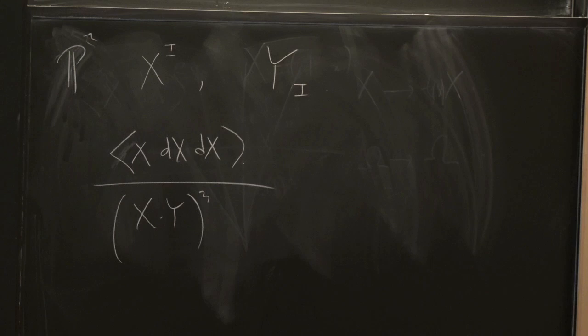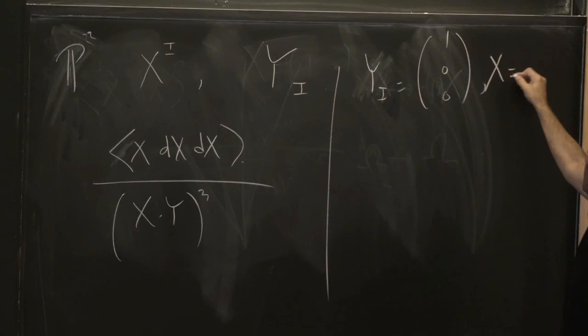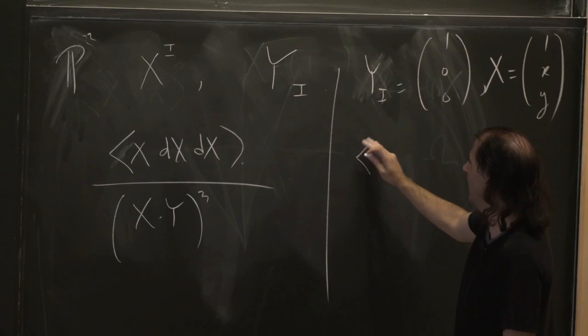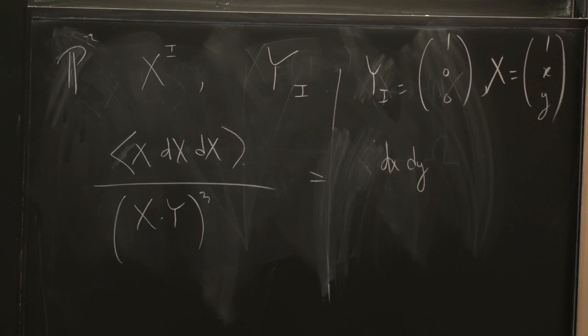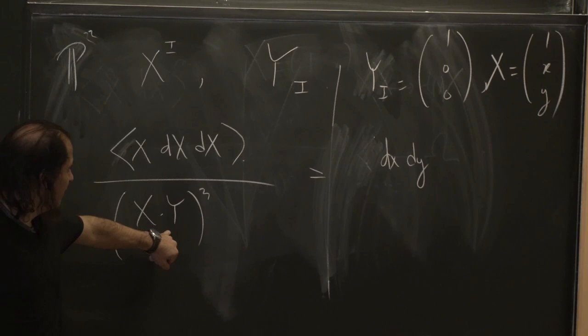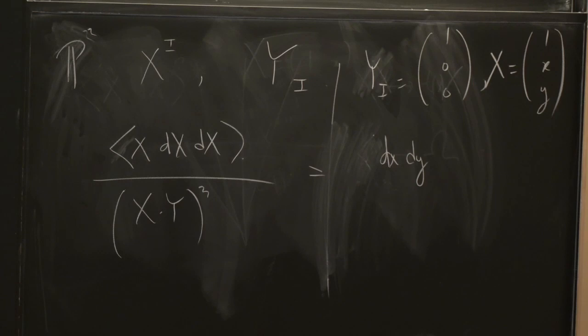And what is this form? Well, if we put y to infinity as usual, so if we say yi is (1, 0, 0) and x is (1, little x, little y), then this is just equal to our familiar friend dx dy. So you need a plane at infinity, but then this object is the volume form. Having defined that, let's now write down a formula for an area or a volume as an integral.